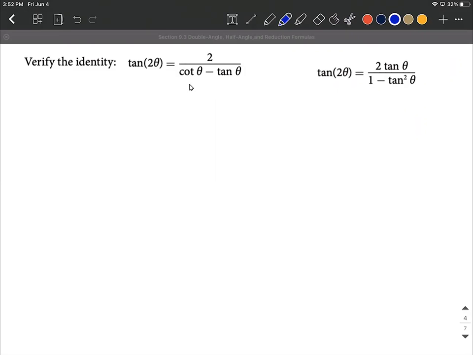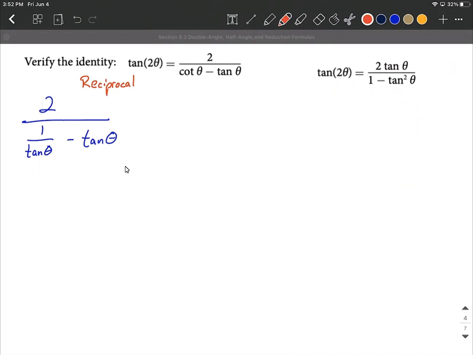So to verify this identity, I'm actually going to start with the right-hand side. So if I start with 2 over cotangent of theta minus tangent, I'm going to rewrite cotangent of theta as 1 over tangent of theta to get started with. And one reason why I'm doing this is because I'm allowed to. It's a reciprocal identity. The tangent is 1 over cotangent, or cotangent is 1 over tangent.